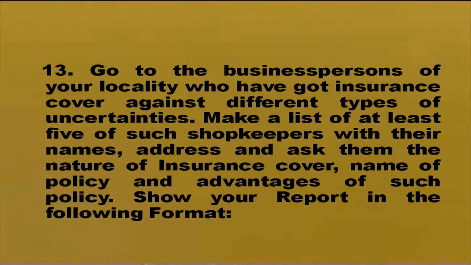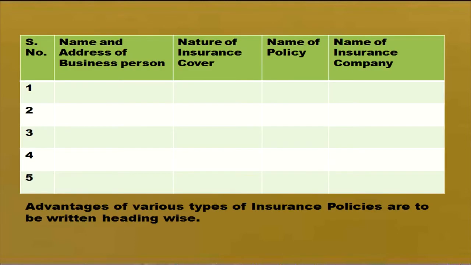Coming to another report, go to the business persons of a locality who have got insurance cover against different types of uncertainties. Make a list of at least 5 such shopkeepers with their name and address, and ask them the nature of insurance cover, name of the policy and its advantages. Show your report in this form: serial number, name and address of business person, nature of insurance cover, name of policy, name of insurance company.